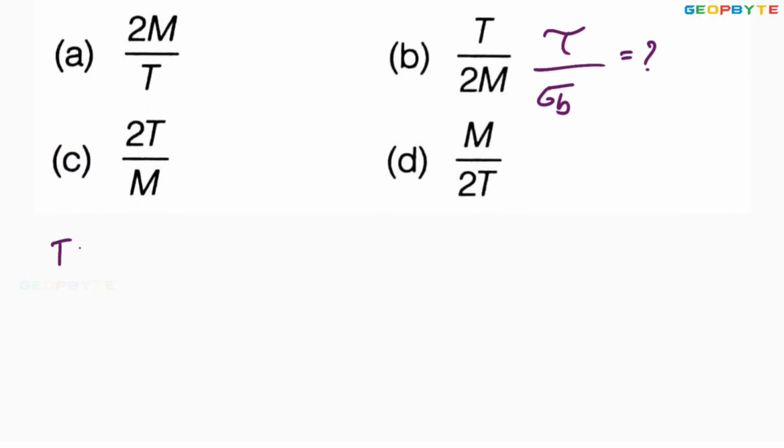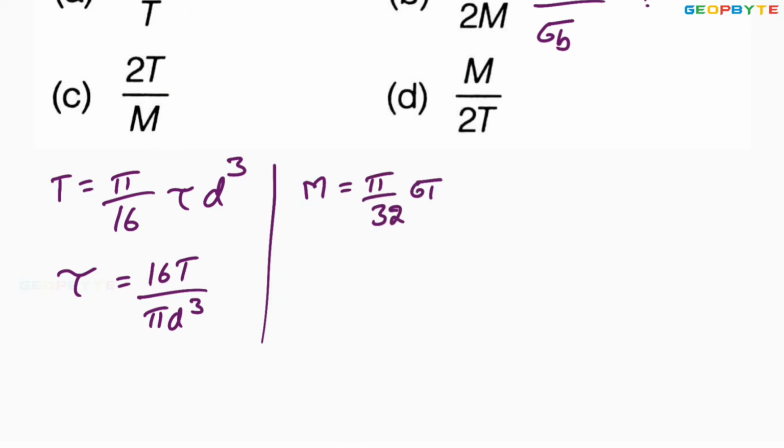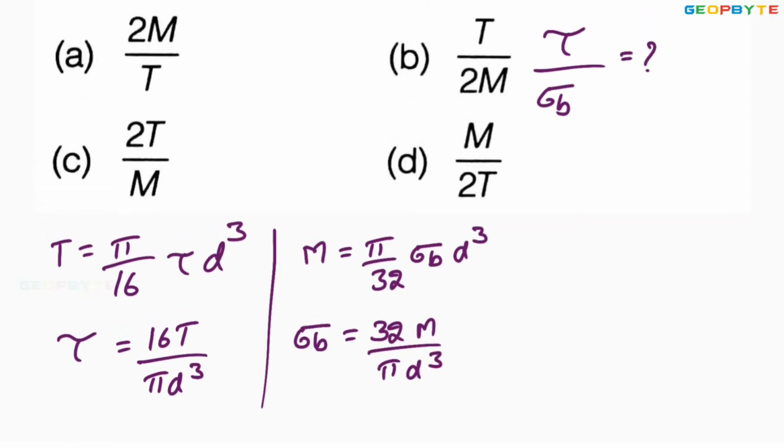For that, as you know, torque T equals pi by 16 into tau into d cube. From this, the shear stress equals 16T by pi d cube. Similarly, bending moment M equals pi by 32 into bending stress into d cube. From this, the bending stress equals 32M by pi d cube. He is asking shear stress by bending stress.